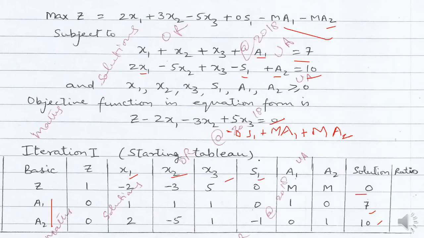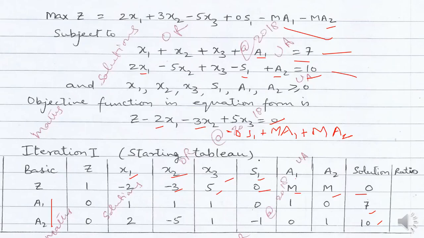So in z row we have written the coefficients of z row. Coefficient of z is 1, coefficient of x1 is minus 2, minus 3 is coefficient of x2, then 5, then s1 is 0, then m and m. Similarly we have written coefficients of a1 row, this is a1 row and this is a2 row. So from here we have written the coefficients and we got this starting table.